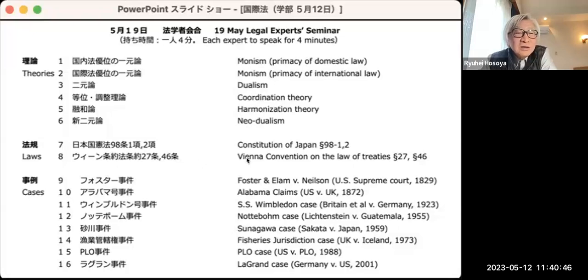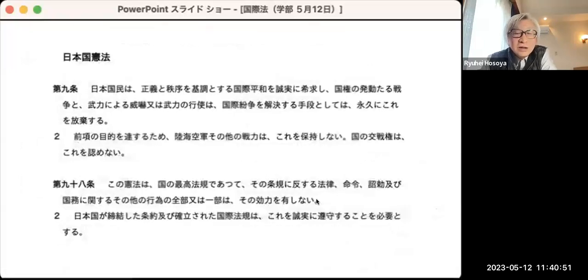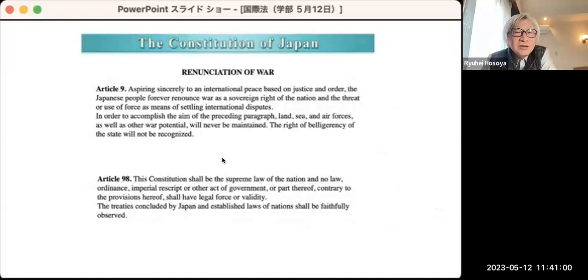The two sets of laws: one is the Constitution of Japan. I'm going to show it to you. As I said, we have this famous Article 9. This is the English. Article 9 basically says Japan abandons the act of war as a right of the state. But there's this other article, Article 98, which basically says the Constitution is the supreme law of the nation. But it also says, in the last sentence, that the treaties concluded by Japan and established laws of nations shall be faithfully observed. So for one thing, this constitution is the supreme law of Japan, but it also says treaties or international agreements should be faithfully observed, should be respected too.